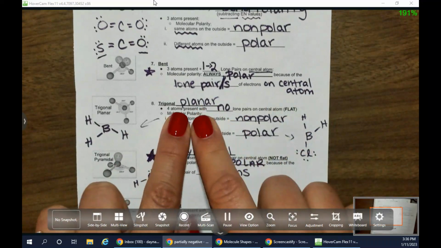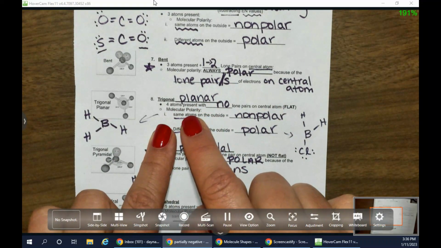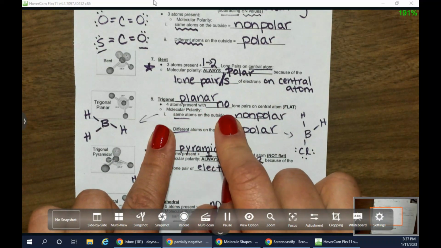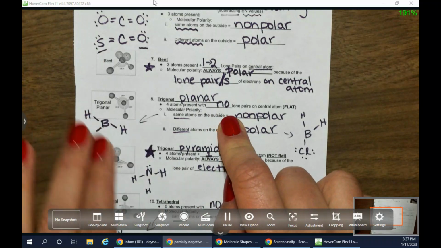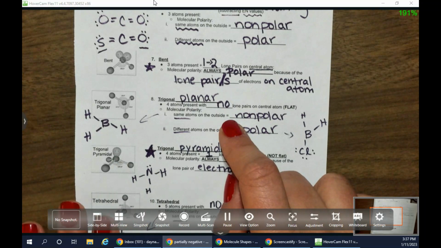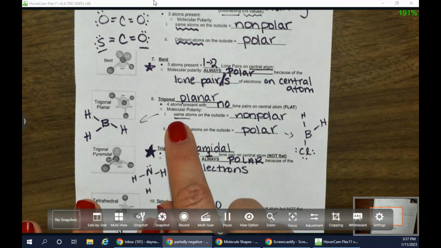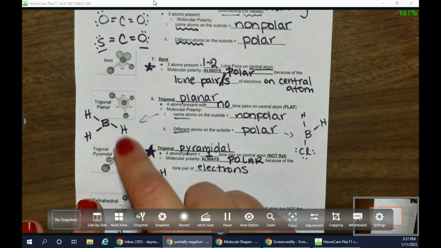The next one you had was trigonal planar. Trigonal planar is when you have four atoms present and no lone pairs, right? So you have your three legs sticking out, and there's no lone pair on the center guy. So with that, you're going back to that original rule. If it's the same all the way around, so BH3, they're the same.